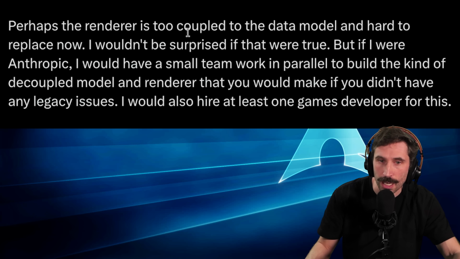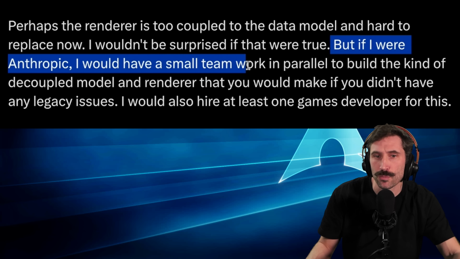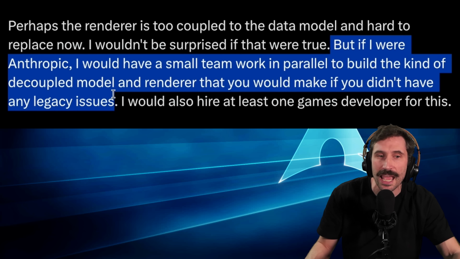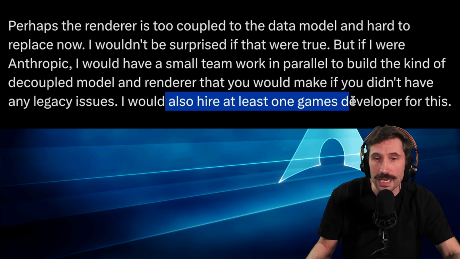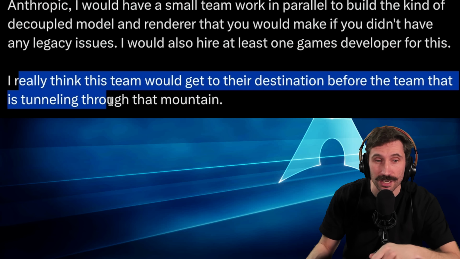Perhaps the renderer is too coupled to the data model and hard to replace now. I wouldn't be surprised if that were true. But if I were Anthropic, I would have a small team work in parallel to build a kind of decoupled model and renderer that you would make if you didn't have any legacy issues. I would hire at least one games developer for this. Honestly, just hire a tools developer in general, not even a games developer. Hire somebody that doesn't just build for the web. Really, just anybody else. You could probably hire half the web devs and they could just figure it out. I really think this team would get to their destination before the team that is tunneling through the mountain.